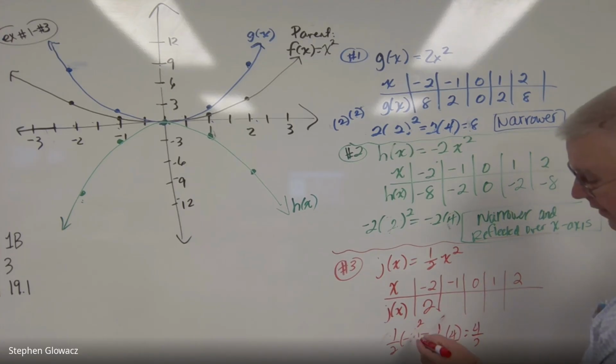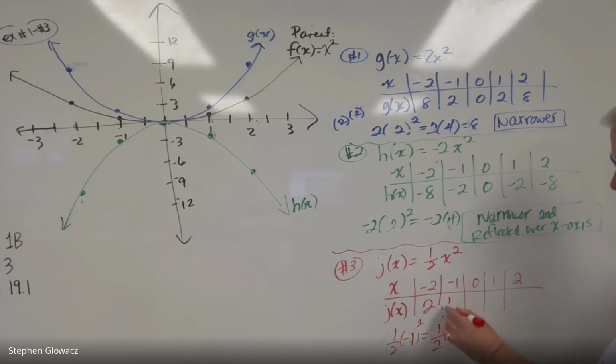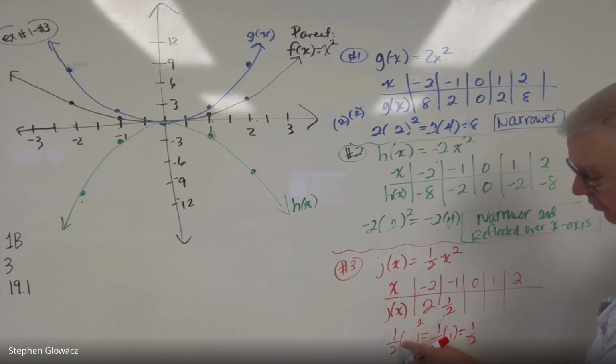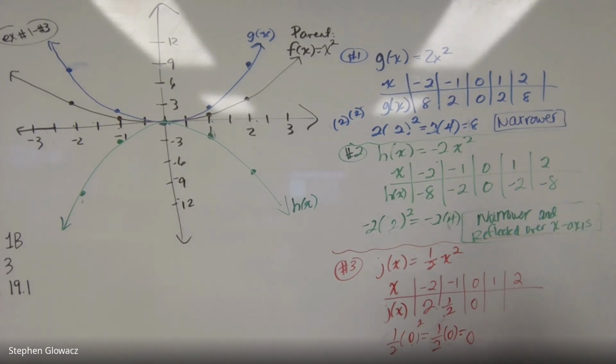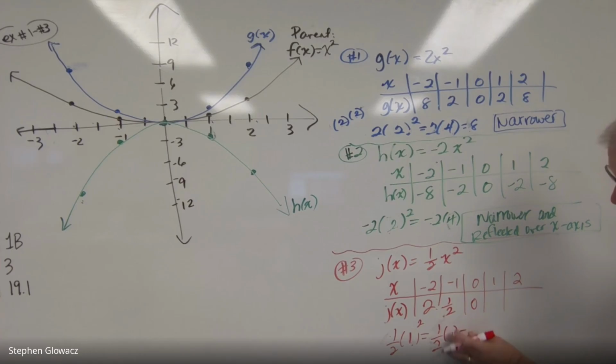Next, we have negative 1. Negative 1 squared. Negative 1 times negative 1 is positive 1. And then 1/2 times 1, anything times 1 is itself. So 1/2 times 1 is just positive 1/2. Next, we have 0. 0 squared. 0 times 0 is 0. And anything times 0, of course, is 0. Next, we have positive 1. 1 squared. 1 times 1 is 1. 1/2 times 1 is just 1/2. So that's our next answer.